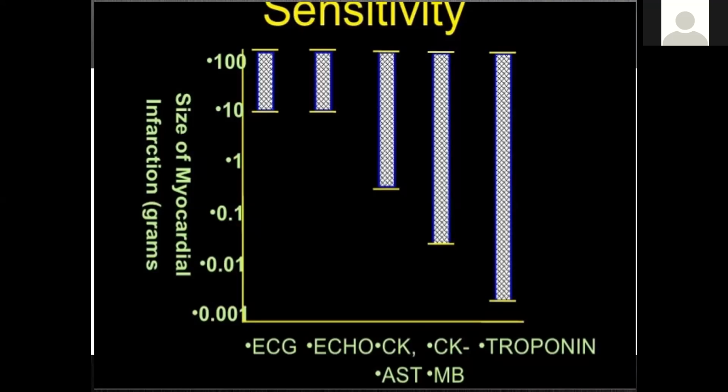So that is what you call sensitivity. So here the most sensitive is troponin. Based on this, there's a sensitivity chart like ECG, 2D echo, creatine kinase MB, that is CKMB, and of course troponin, and AST also. AST comes in the last place, whereas troponin comes in the first place for sensitivity.